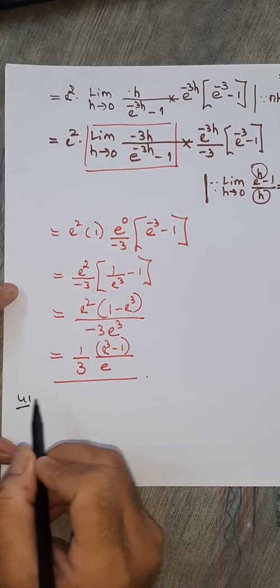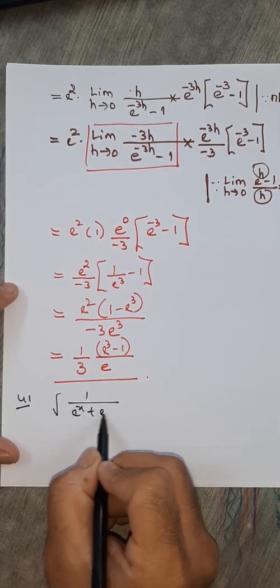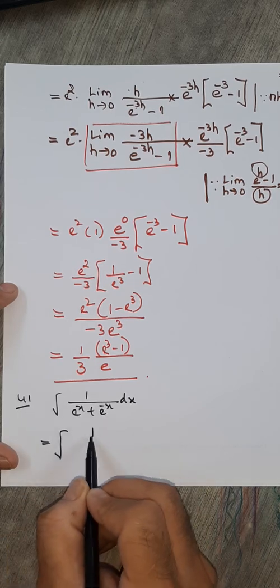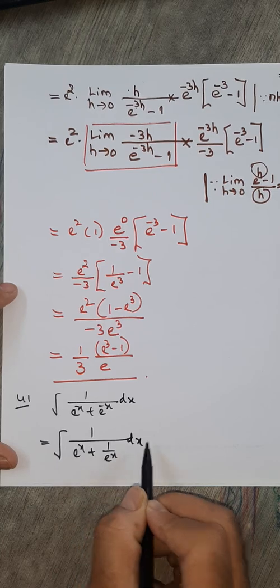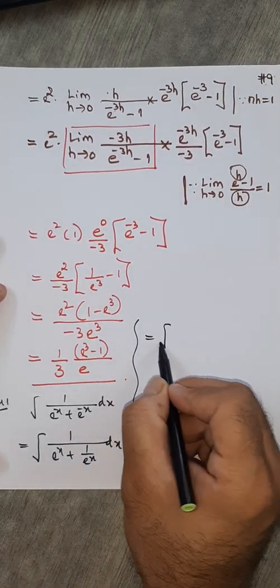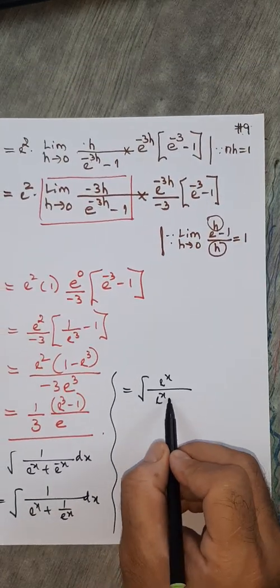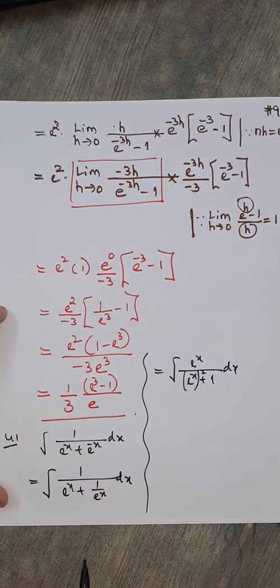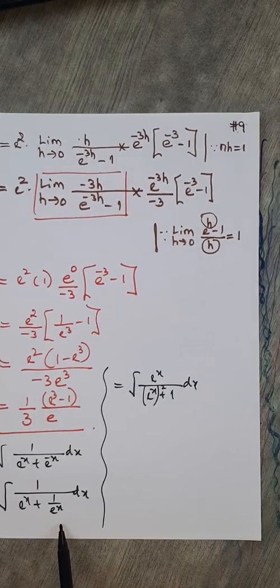Question number 41. Integral of 1 upon e raised to x plus e raised to minus x dx. I'll write this as 1 upon e raised to x plus 1 upon e raised to x. So this is equal to, if I continue from here, e raised to x upon e raised to x whole square plus 1, taking LCM here. What I did was just take the LCM, and the denominator of the denominator becomes the numerator.